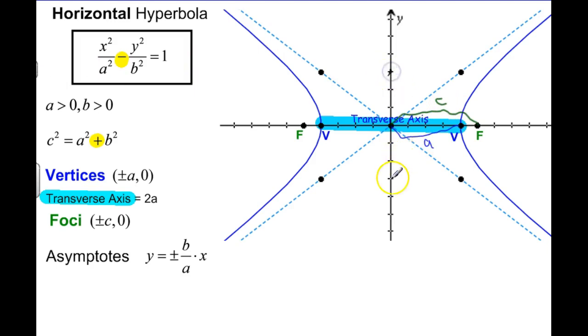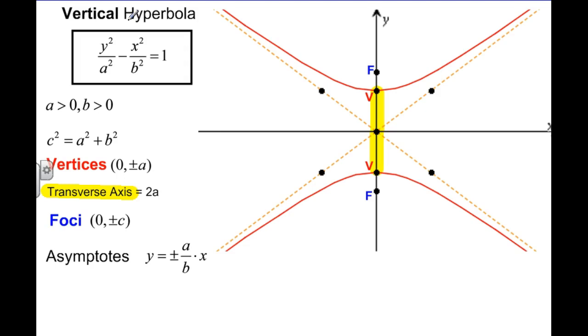We'll talk about how to make this dotted box, but if you were to measure the distance from that point to here, it is called b. We'll talk later about how to get that. One last thing here: the asymptotes, these dotted lines, which we use to draw or sketch this figure. The slope of those lines is b over a for every horizontal hyperbola.